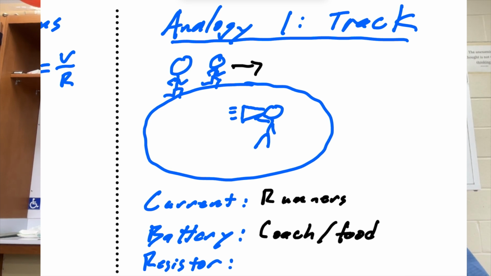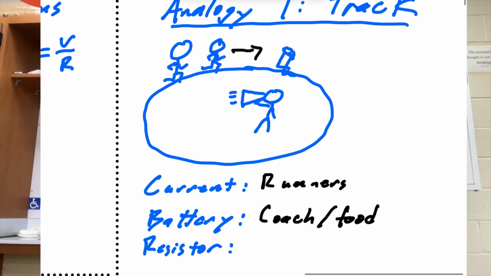The resistor would be something like a hurdle. If we put some hurdles on the track, then that's going to slow them down a little bit. So the resistor, for this analogy, is the hurdles that we put on the track. So the more hurdles that we put on the track, the more it slows them down. So that's like putting more resistors into a circuit. You're going to get less current by doing that.